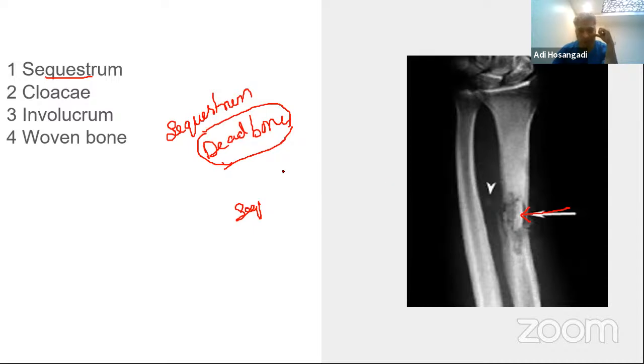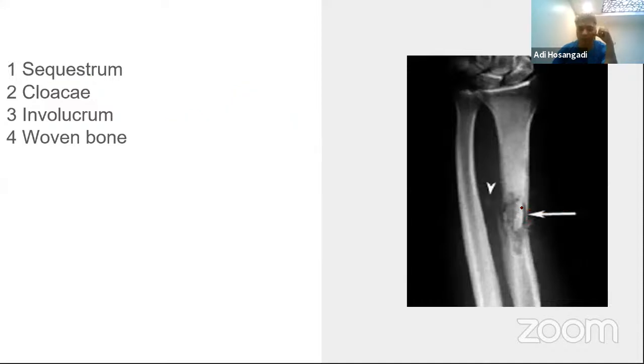Do you understand? One more important thing is the radiological appearance. It is always more white or dense as compared to the surrounding bone. Please remember this, it is very, very important. Look at the texture. The appearance of sequestrum, I am marking this, is more dense as compared to the surrounding bone.